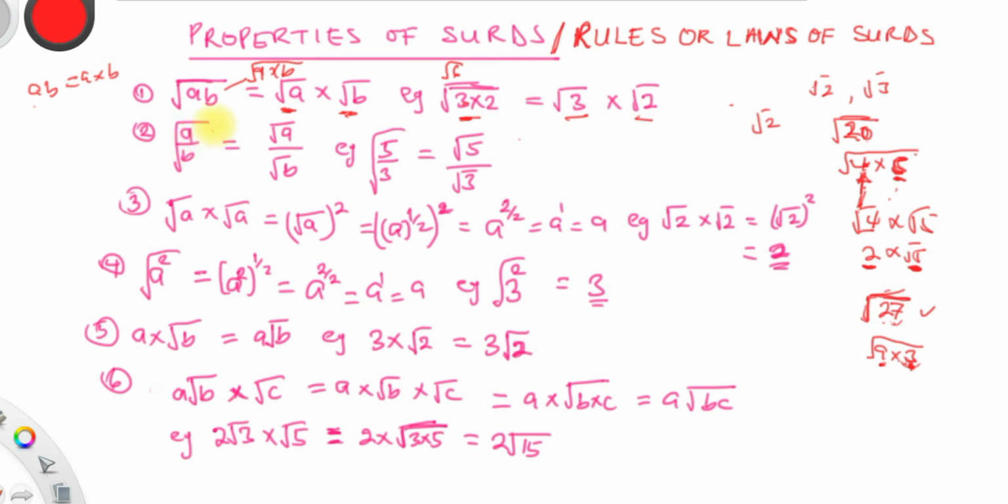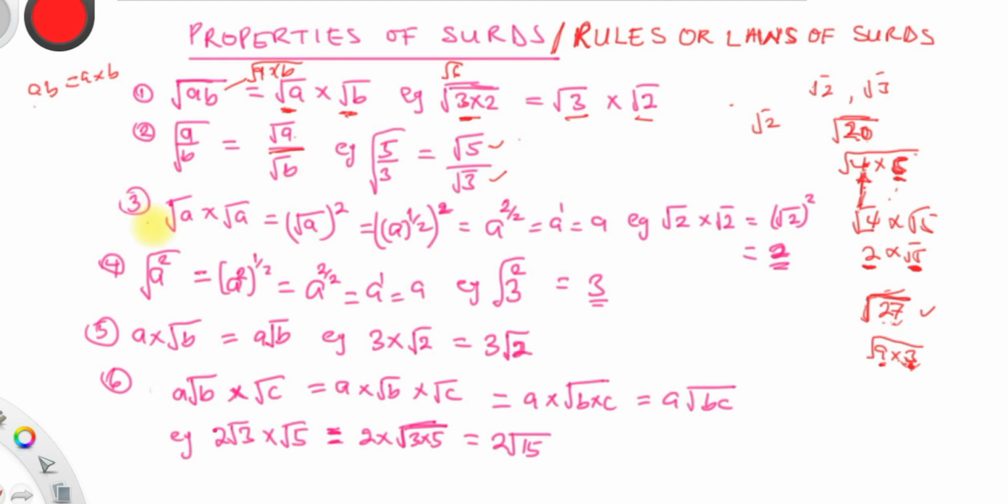If you have a fraction under the square root sign, then we can also separate it. We separate the numerator, put it under its own square root sign, then bring the division sign, and put the denominator also under its own square root sign. So if you have the square root of A over B, we can write it as the square root of A divided by the square root of B. An example is the square root of 5 over 3, which we can write as the square root of 5 divided by the square root of 3. So this is the second property, rule, or law.